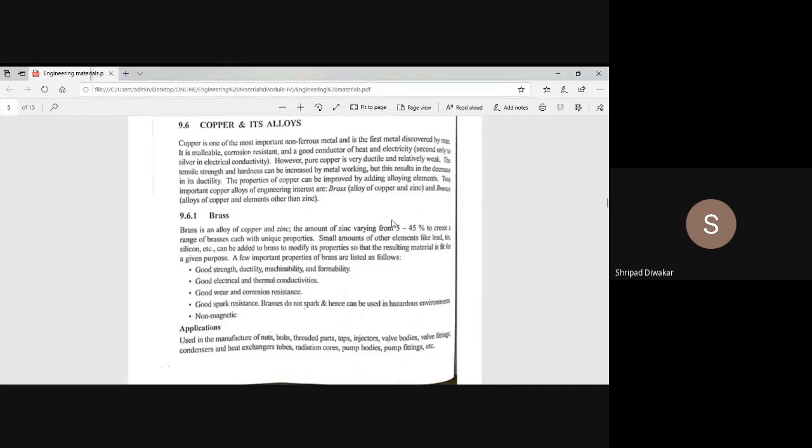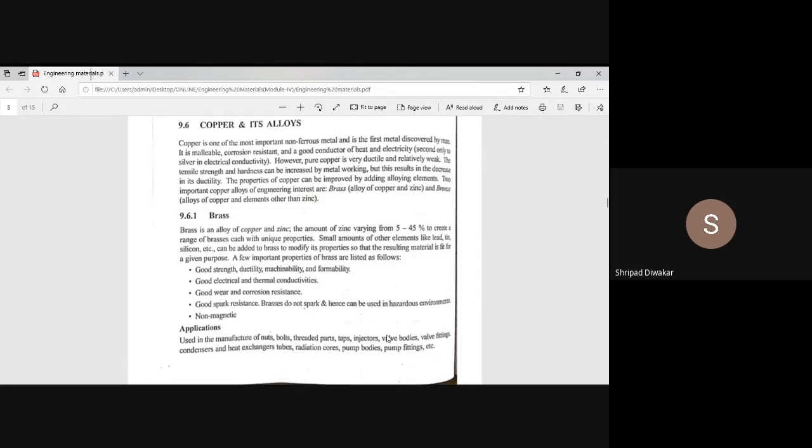Mainly we come across two copper alloys: one is brass and the other one is bronze. You might already be aware of brass and bronze. The first category of copper alloy is brass. Brass is an alloy of copper and zinc. The zinc varies from 5 to 45 percent, according to the application.